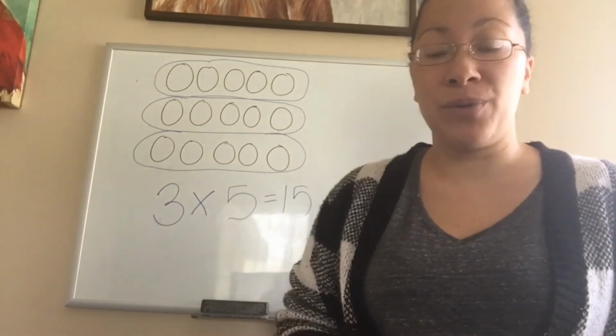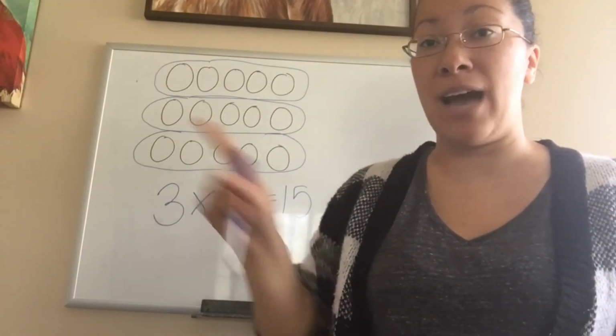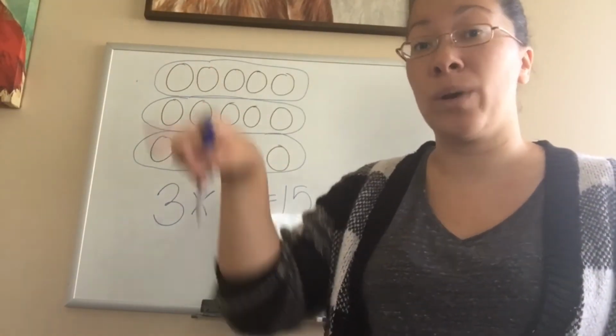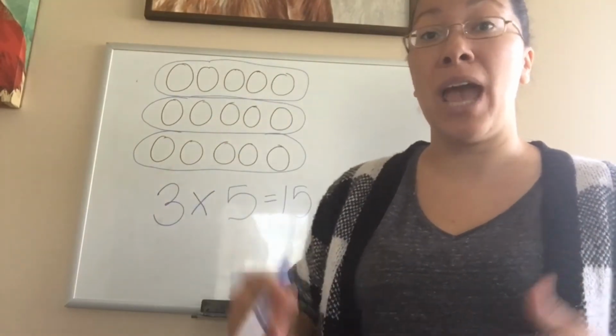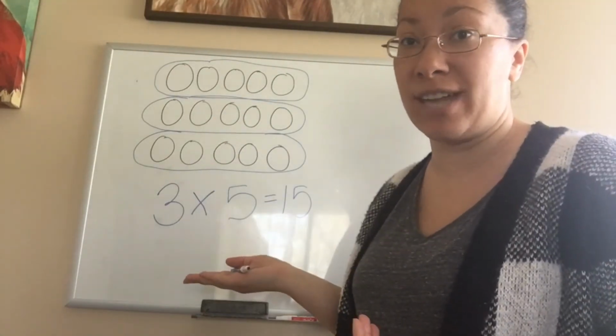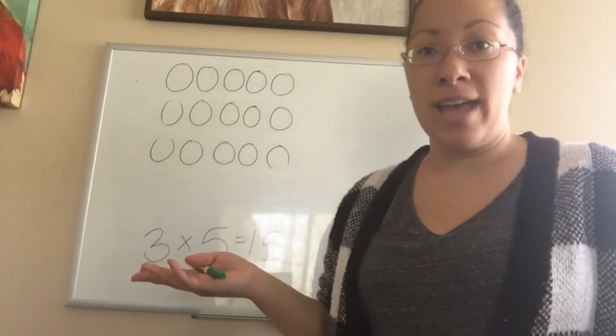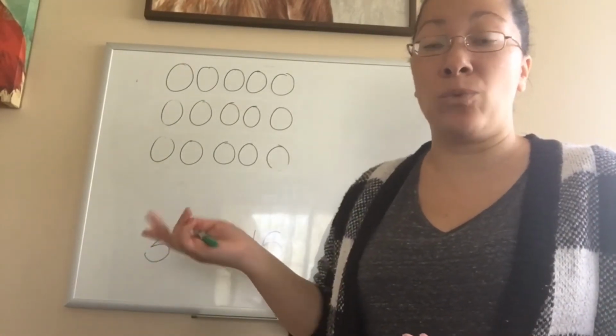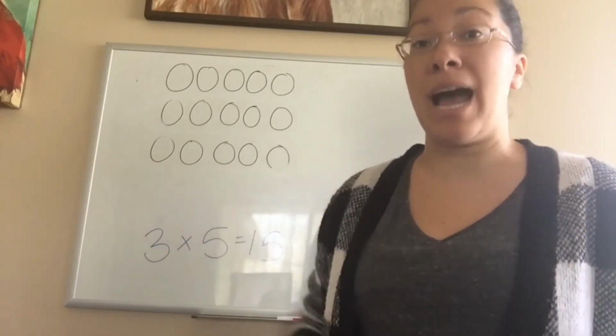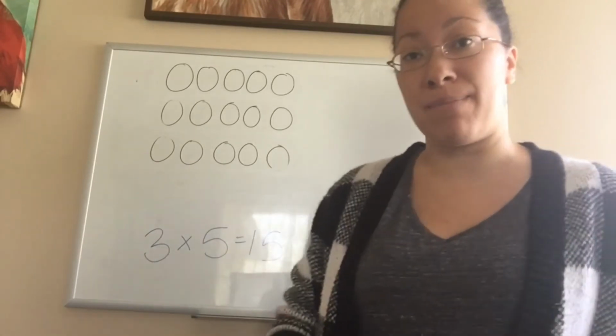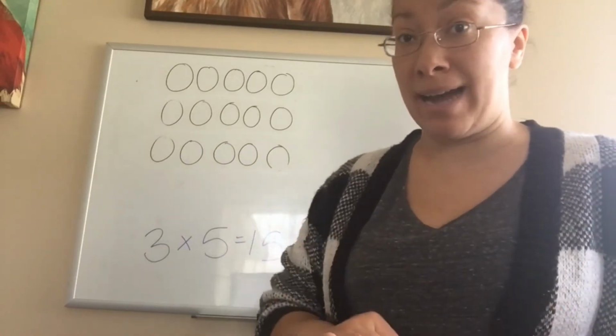So now I'm going to show you the same thing, except instead of counting our rows as our groups, we're going to count our columns as our groups, and we're going to compare what our multiplication sentence looks like. Okay, so now I have the same array, except instead of counting my rows as my groups, I'm going to count my columns as my groups. So we do the same thing, except I'm going to circle my columns.